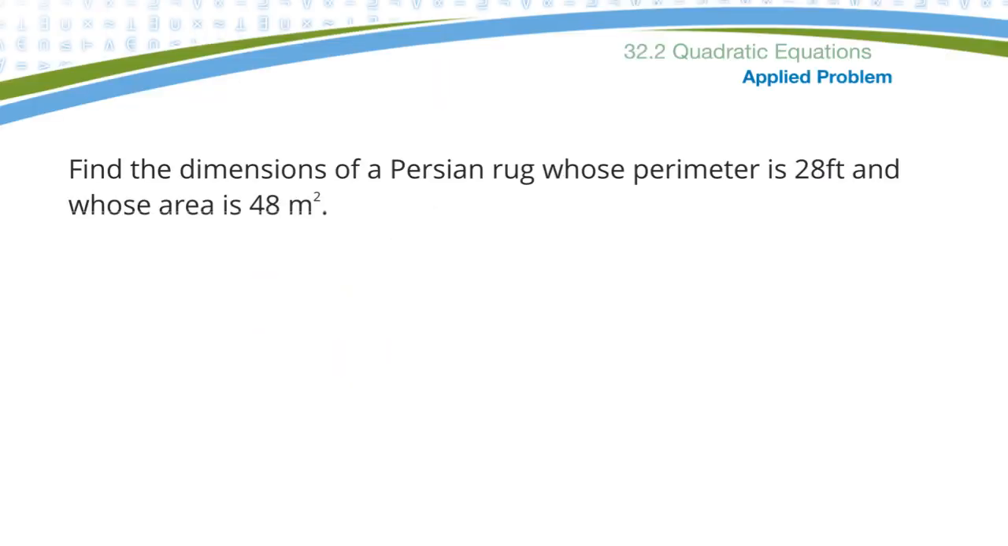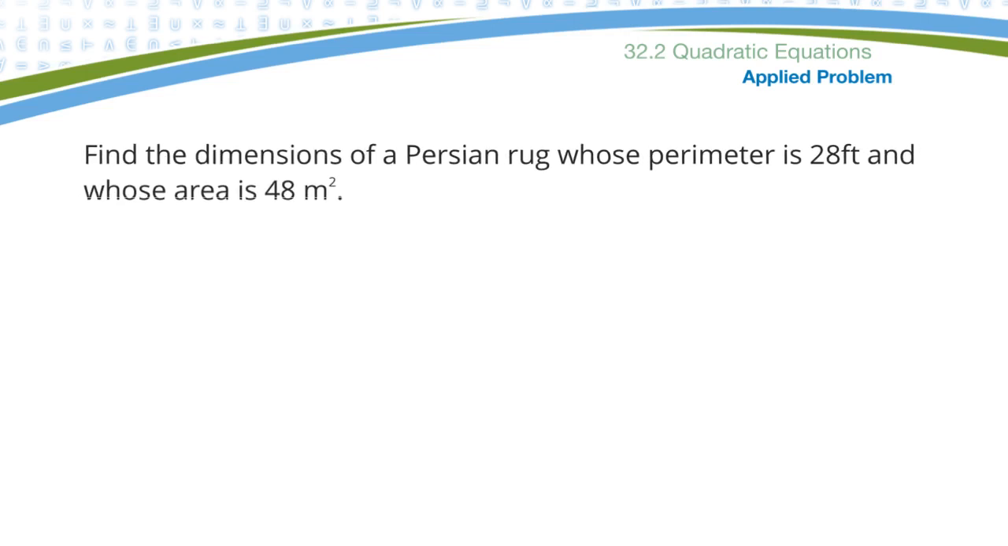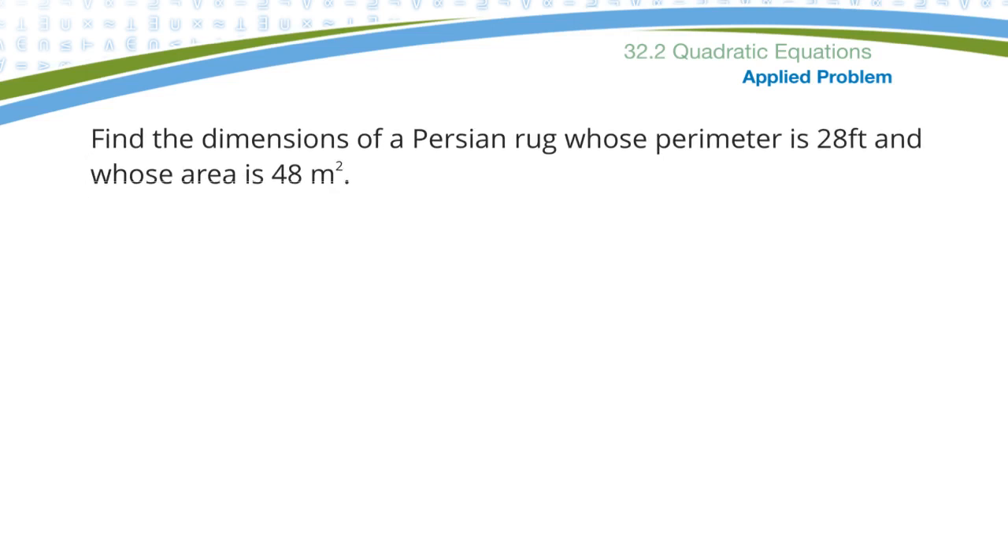Last question to look at is just an applied problem. It's one where hopefully I'll get a quadratic equation that I'll have to solve. It says find the dimensions of a Persian rug whose perimeter is 28 and whose area is 48. Interesting. So perimeter, I know the formula for perimeter is 2 lengths plus 2 widths, and I know the formula for the area is length times width. So they tell me my perimeter is 28, so 28 is equal to 2L plus 2W.